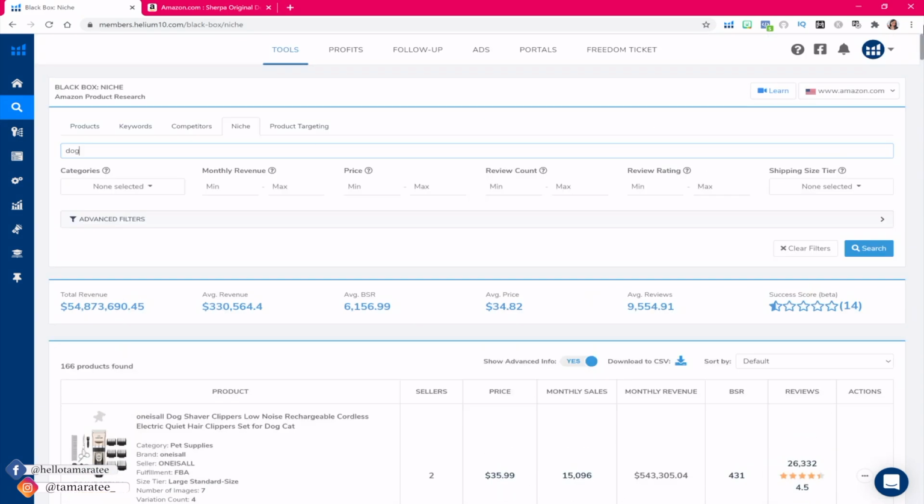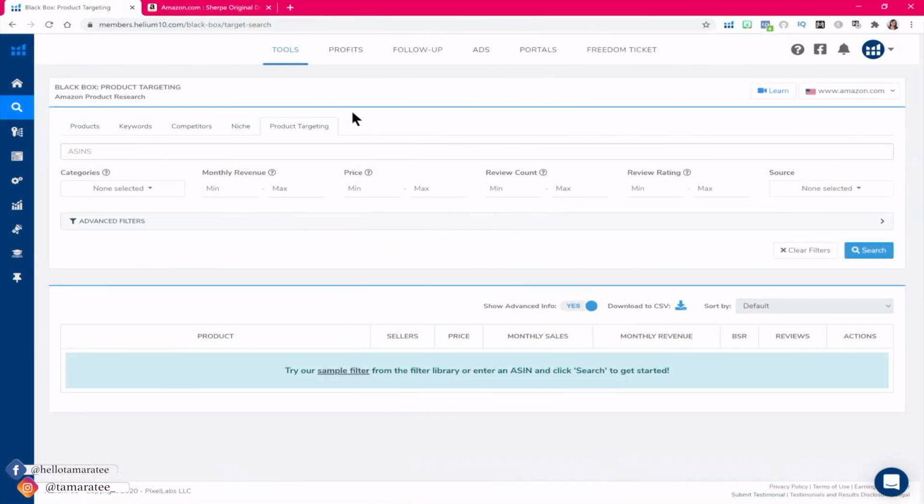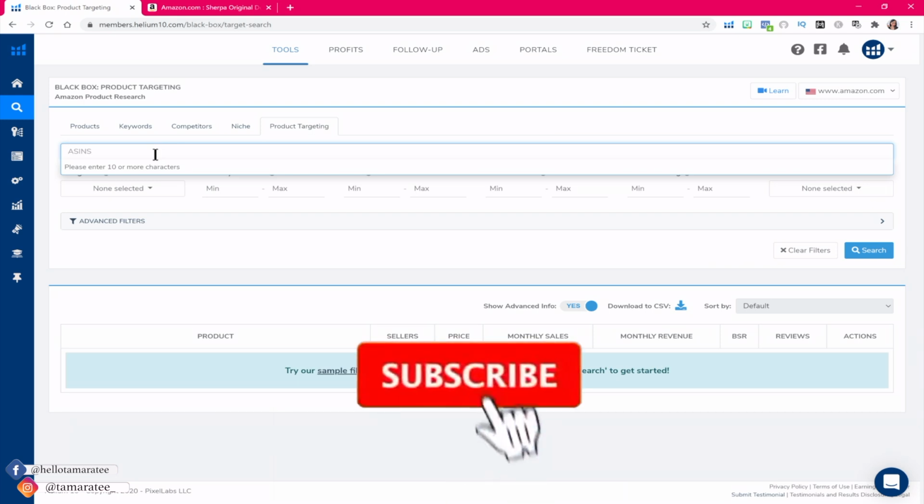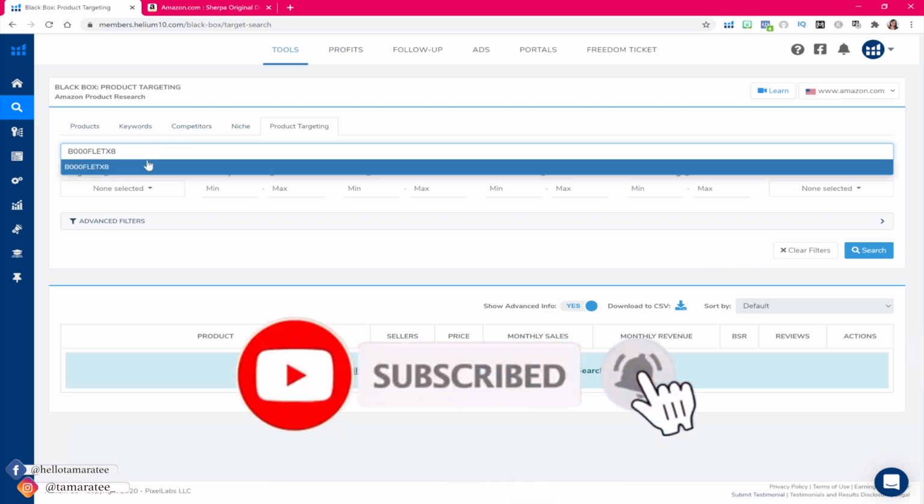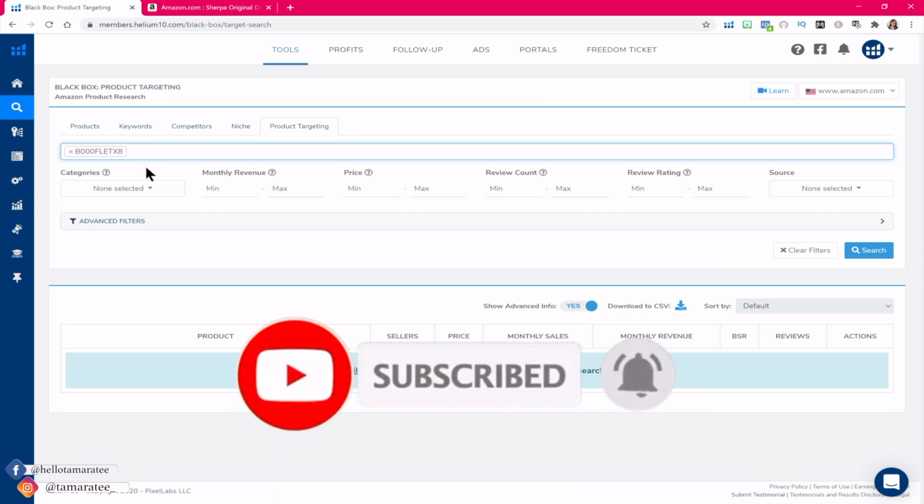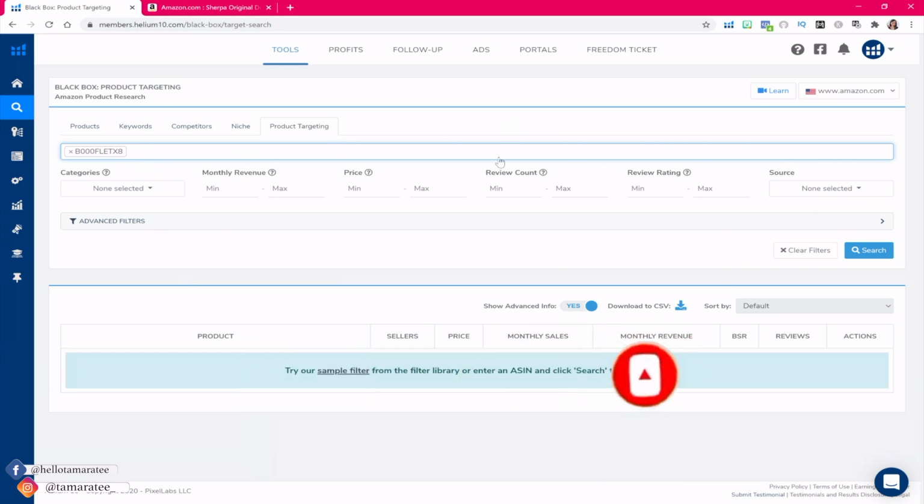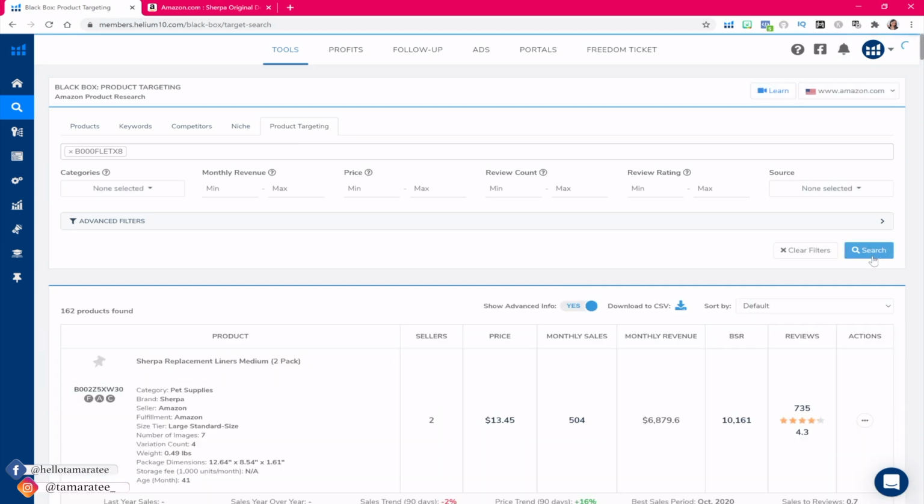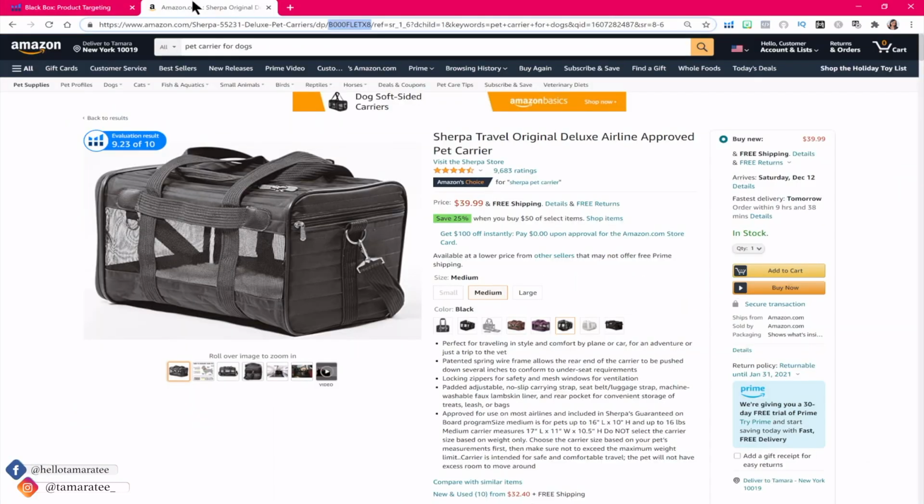In this example, dog. Lastly, I have product targeting. So for ASINs, I am going to put in my pet carrier for dog, this ASIN right here as an example. And I'm not going to put anything in here. You guys already know how to do that. Hit search, and this will pull up all of the frequently bought together products that are related to this specific ASIN.